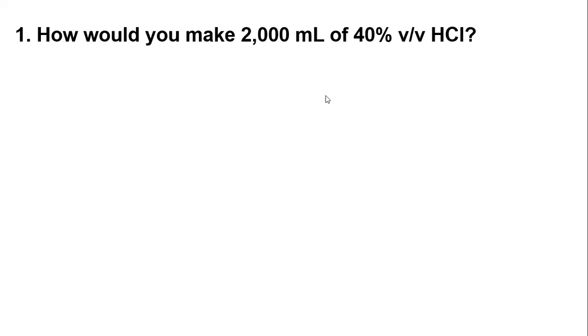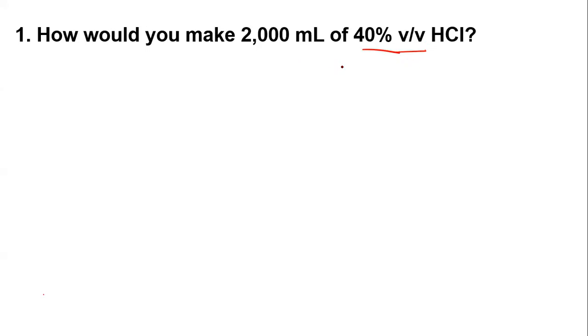Okay, so we have here, how would you make 2,000 mL of 40% V over V HCl? So, from this question, you can actually see na this will focus on this what we call percent concentration. Okay, so sa percent concentration ang focus ng ating problem dito. So kung makikita nyo po, this one is the percent concentration that we are talking about in the problem.